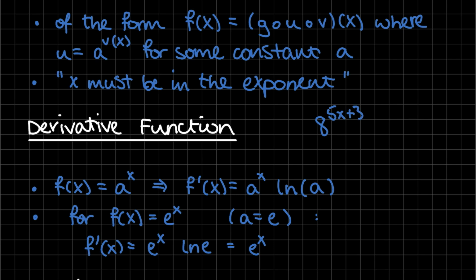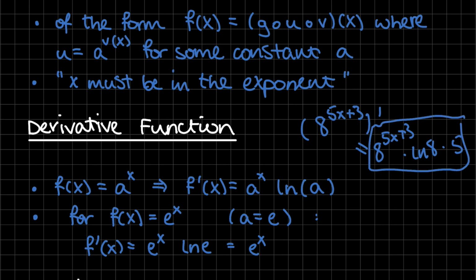Okay, and if we have a more complicated exponential function, for example 8 to the power of 5x plus 3, we just apply the chain rule, and we set this to be the internal function. So if we were to derive this, it would just be copying the original function first, multiplied by the ln of the base, so ln 8, and then also multiplying by the internal derivative of this function, which is 5. The derivative of 5x plus 3 is just 5. So that's our final answer for the derivative.